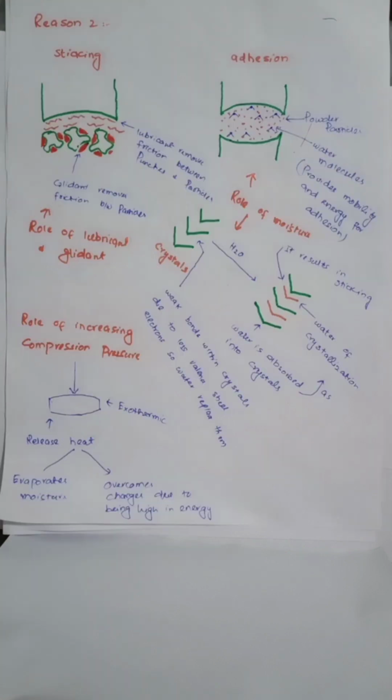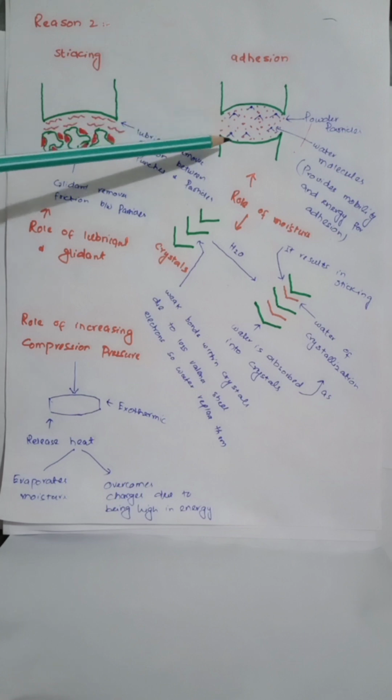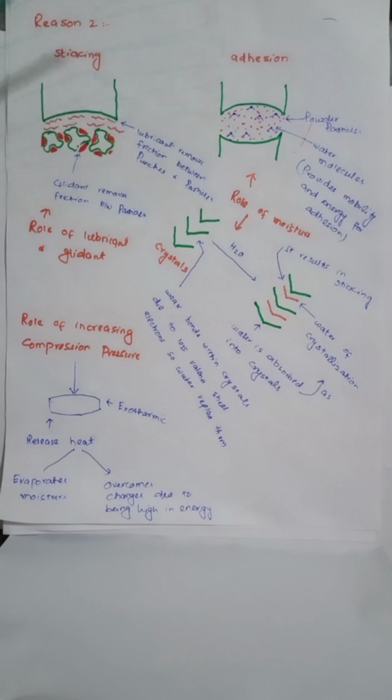Another reason for adhesion is the moisture content which is present within the powder particles. This moisture provides energy and mobility for adhesion of powder to the surface of the punches, because moisture itself contains free energy, so it provides this energy for adhesion, and it also provides mobility. When a certain powder is dried, then all of the superficial moisture is easily removed from the particle.